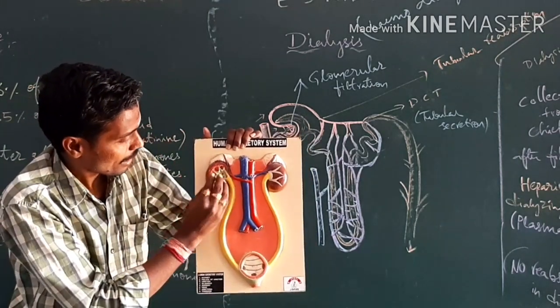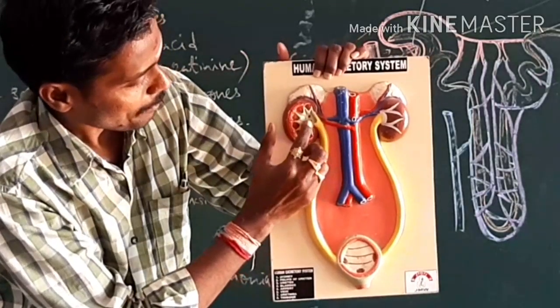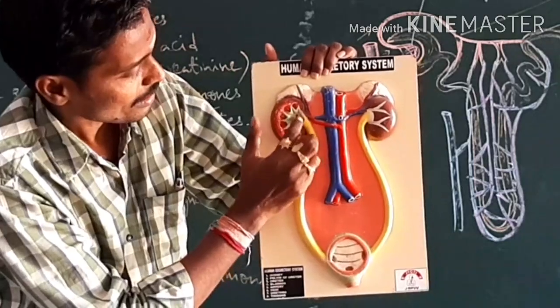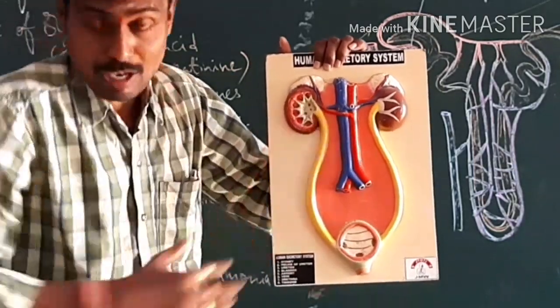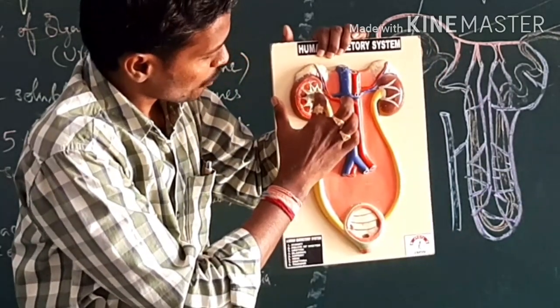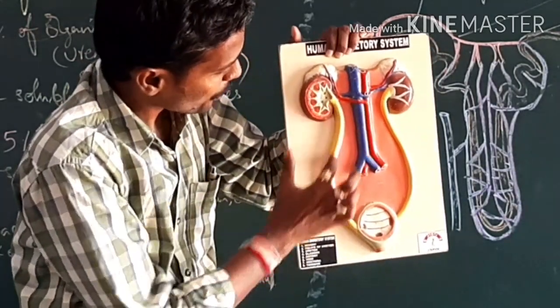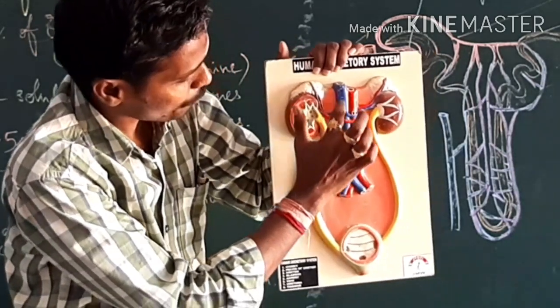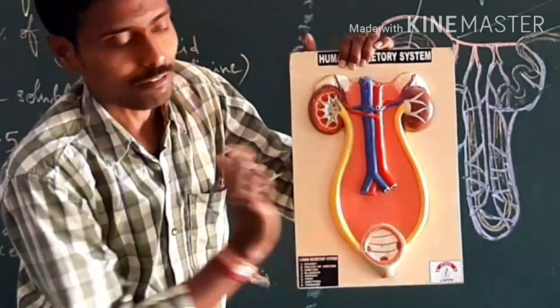So calyces, when they meet here, it is known as the pelvis region. We do have pelvis here. From this we do observe the coming out of the ureter, and the entry of the renal artery and the exit of the blue colored renal vein.